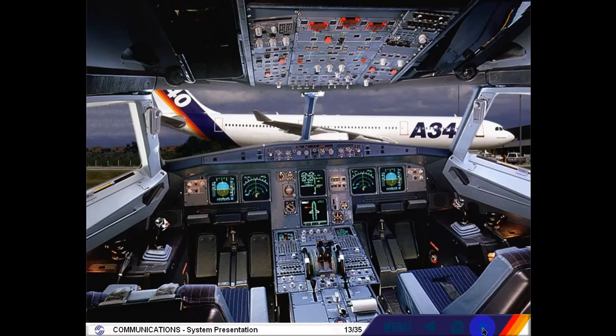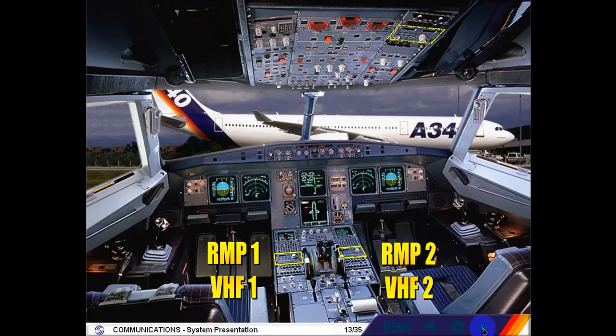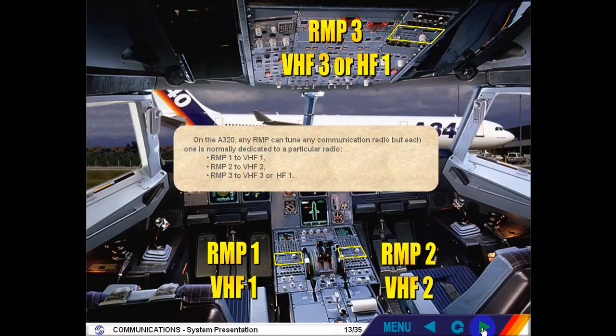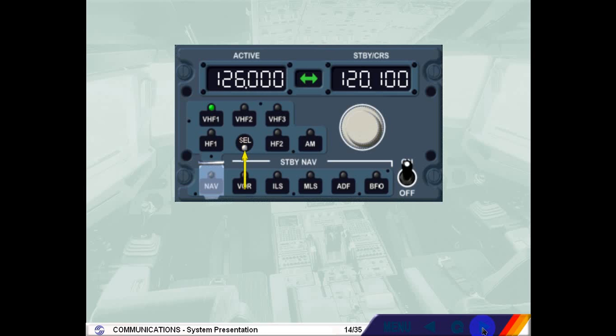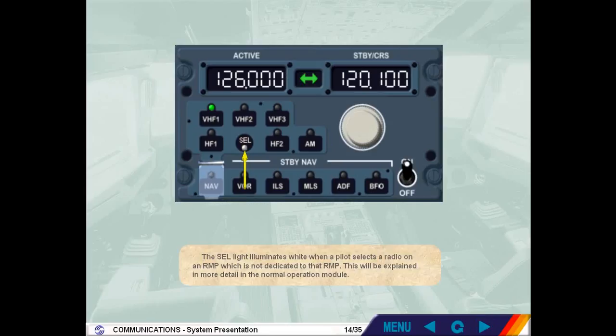On the A320, any RMP can tune any communication radio, but each one is normally dedicated to a particular radio: RMP1 to VHF1, RMP2 to VHF2, RMP3 to VHF3 or HF1. The selector light illuminates white when a pilot selects a radio on an RMP which is not dedicated to that RMP. This will be explained in more detail in the normal operation module.